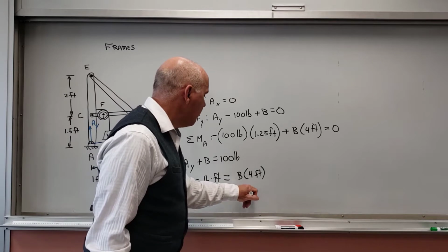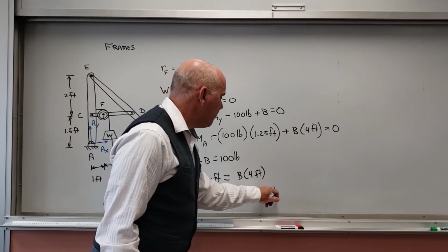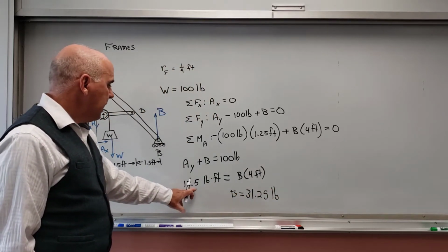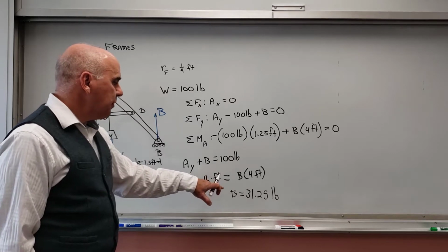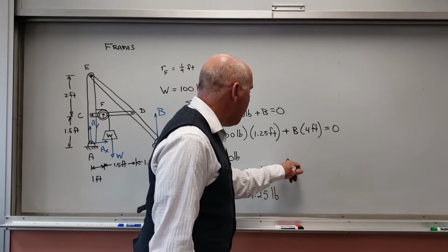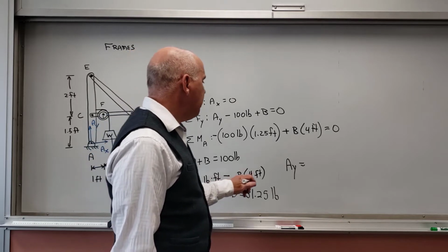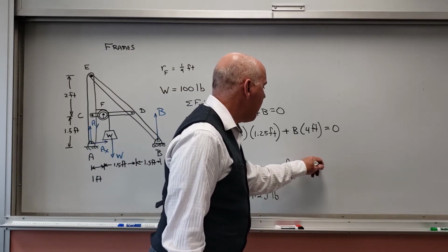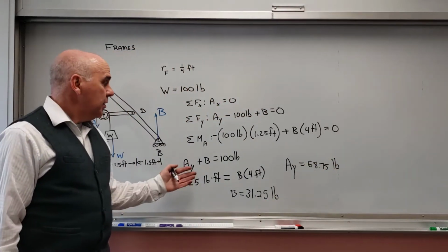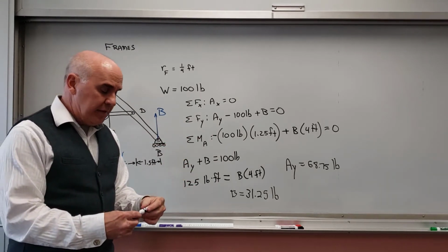So 31.25 pounds. Okay, so 4 goes into, that's 3 times, goes into 5 once with a remainder of 1, so 31.25 pounds. And so that's B, and so A sub Y is going to equal 68.75 pounds. All right, so I have found the external forces acting on the frame.